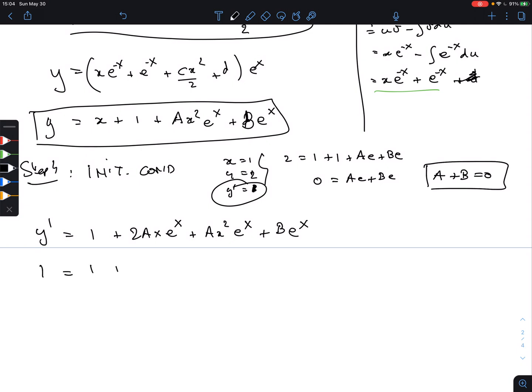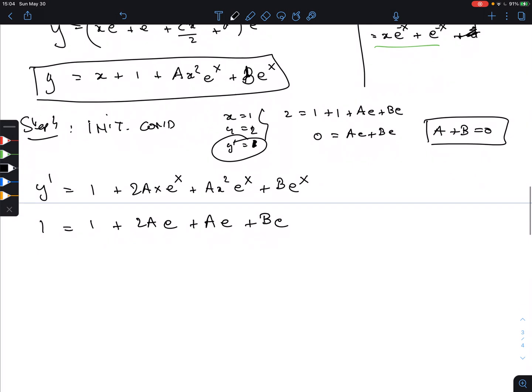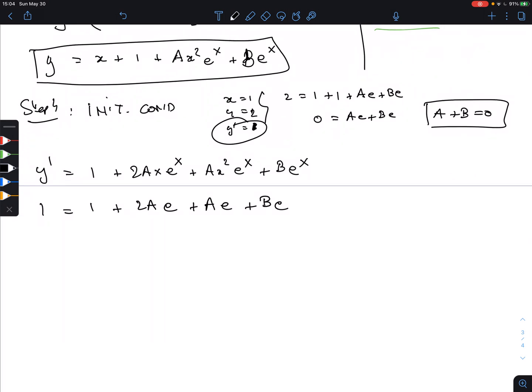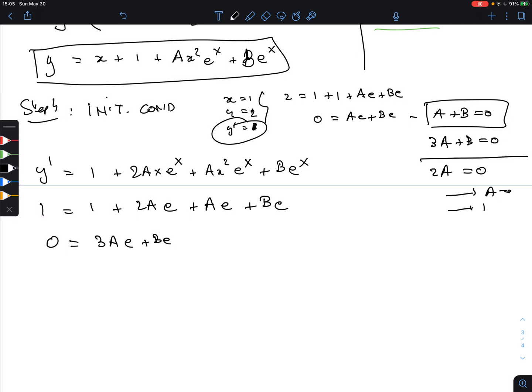So 1 equals 1 plus 2ae plus ae plus b, because fortunately I cannot plug in x is 0, the exponentials do not disappear. Okay, but again the ones cancel, so that's not so bad. So we get 0 is equal to 3ae plus be. Again the e's cancel, so we get 3a plus b is 0. Oh, I see now. What is going to happen here? Now let's see. Subtract this from that, so we get 2a plus 0 equals 0, so we see that a is 0, and then we find that b is 0.